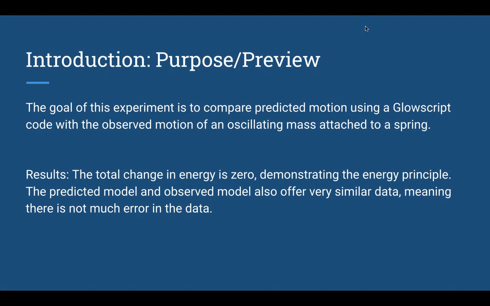The result of this experiment is that the total change in energy is 0, demonstrating the energy principle, and the predicted model and observed model also offer very similar data, meaning there is not too much error in the data.